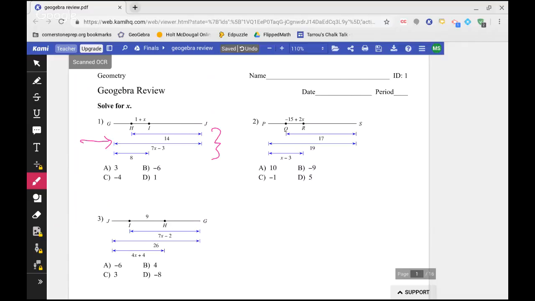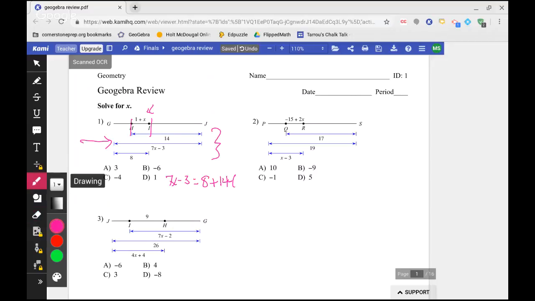So when we look at this, we have 8 and then 14, but those overlap in this area, so we would have that area in there twice. What we need to do is set it up where we say 7x minus 3, which is the whole thing, equals 8 plus 14. Since we have this area in there twice because it's included in the 14 and the 8, let's subtract that 1 plus x out. So we'll say minus 1 plus x, like that.